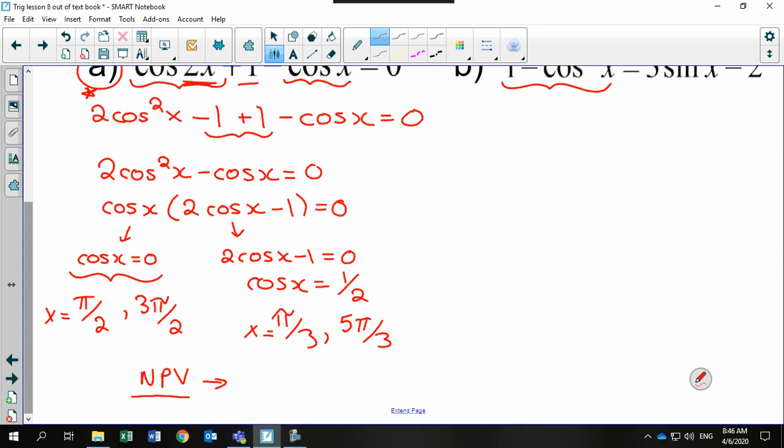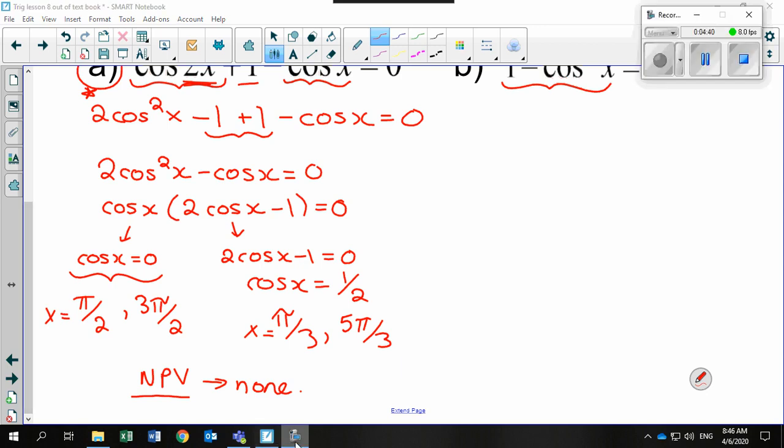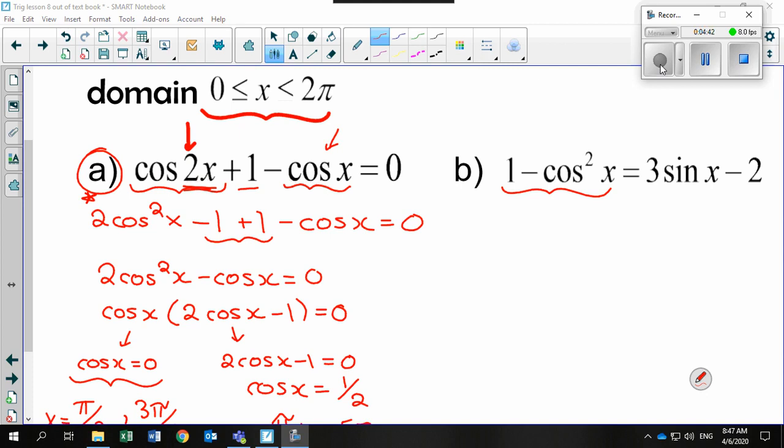But in this case, we had no reciprocal and no quotient, so there are none. But you do want to check that when we are solving. And that is the first one. Okay, let's go ahead and try the second one.